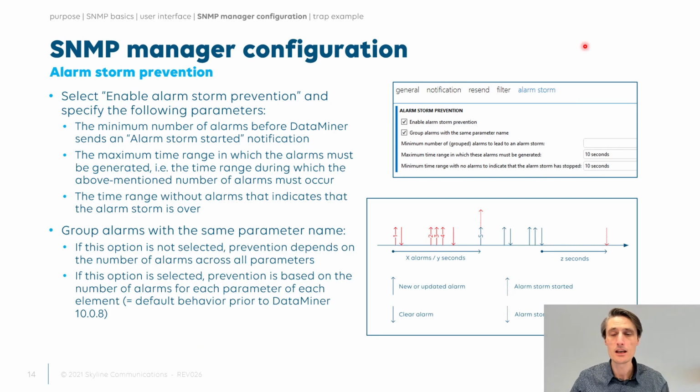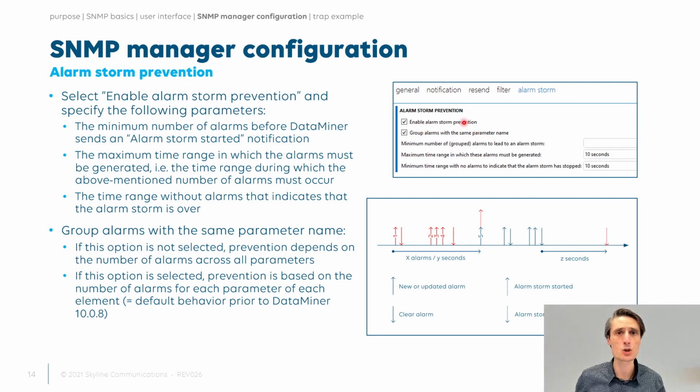And the last one in that series of tab pages for the configuration of my destination is the alarm storm possibility, or alarm storm prevention, I should say. The alarm storm prevention is something where you can say, okay, if DataMiner is suddenly generating way too many alarms, please don't send all of them to that destination there. So you can enable the alarm storm prevention, and optionally you can also group here. I'll come back to that.